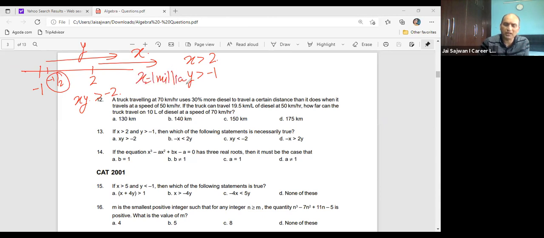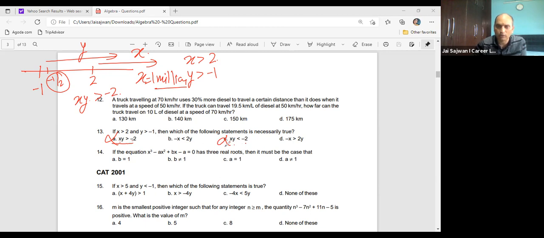Any value which is very large when multiplied with -half will be a very small value. I can say 1 million into -half is coming out to be -half million. You are saying it has to be greater than -2, so this is ruled out. You will say this is less than -2. Why? If Y is 10 and X is a million, million into 10 is 10 million, which is a crore. So I'll say that it has to be less than -2 is also wrong.